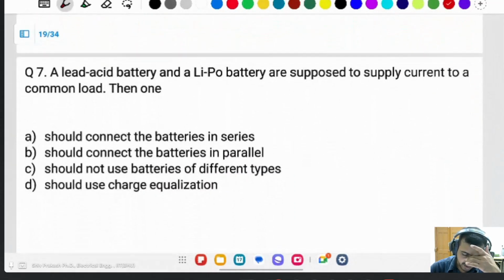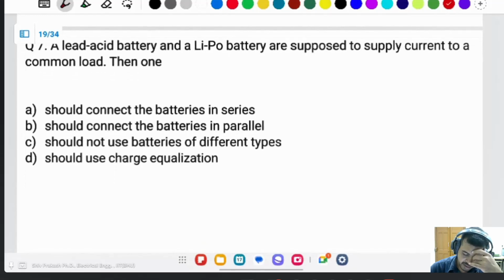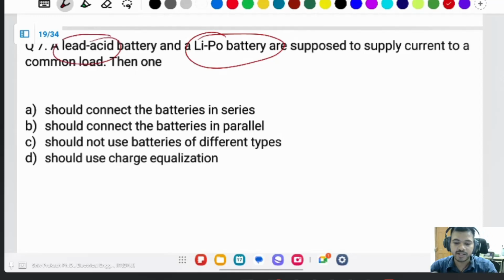A lead acid battery and a lithium ion battery are supposed to supply current to a common load. Should they connect the batteries in series? No, because of the chemistry, the equivalent is very different between them. If you charge them, one battery is fully charged and the second one is much less. In discharging, one is suddenly discharged and the other is not fully discharged. Then there is a problem in series connection. Batteries connected in series should be approximately similar batteries. That's why you can't connect them in series.